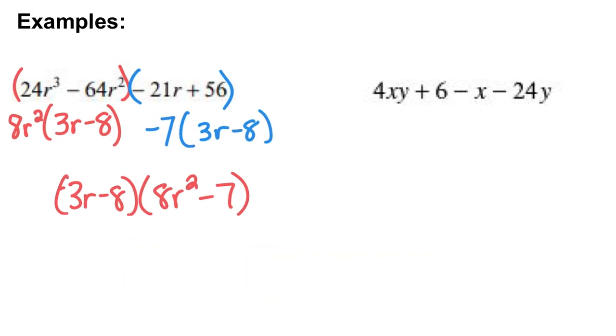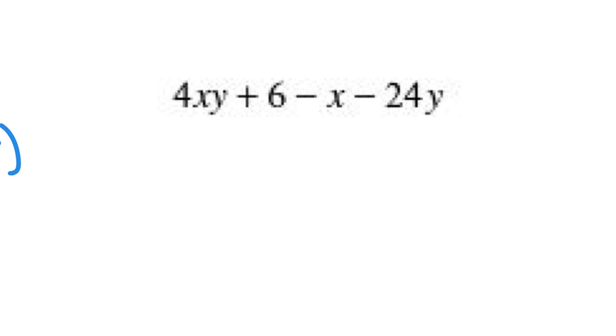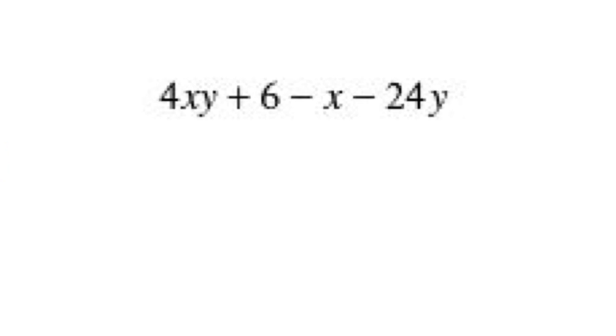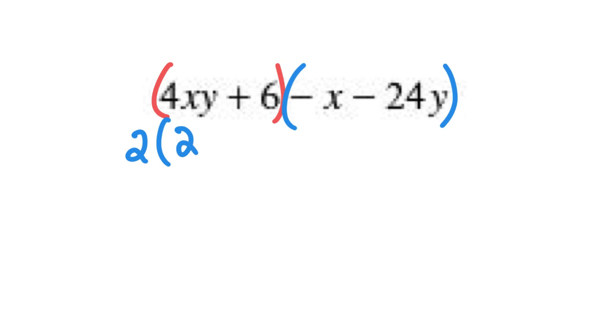Okay, so let's just do one more together and then let y'all try a couple of those. So looking at this next one, if I do grouping with this, first of all, look for a GCF. 4, 6, 1, and 24 are not going to have anything in common other than 1. And so I don't need to factor a GCF out of this, which means I can go straight to grouping. But if I do grouping with this one, notice what happens. 4 and 6 have a common factor of 2. That leaves me with 2xy plus 3.